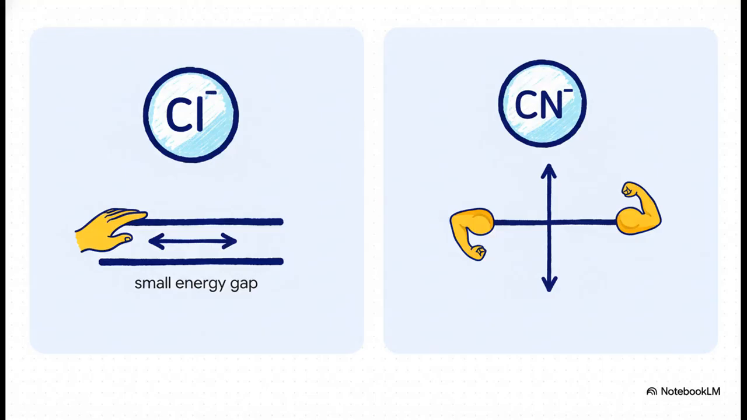Okay, so here's how it works. These ligands, they interact with the metal's electrons. Now, some ligands are weak field. Think of our chloride. And they only cause a tiny little split in the electron energy levels. Just a small energy gap. But then you have strong field ligands, like our cyanide, and they just forcefully shove those levels way far apart, creating a much, much larger energy gap.